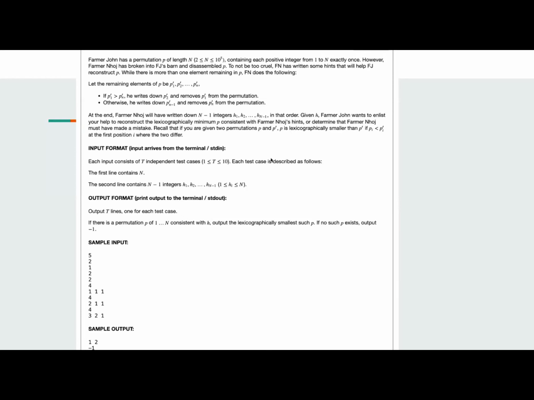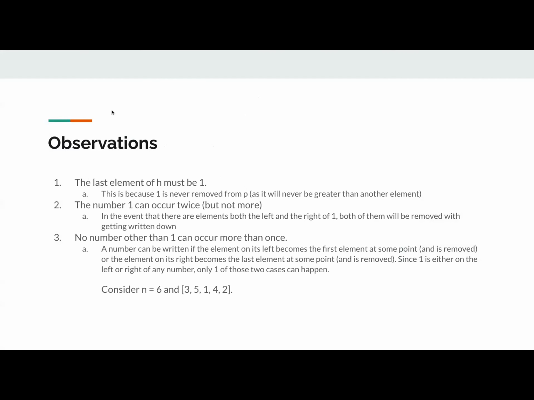And before we get to the solution, there are a couple of observations that we have to make about the hints that are given. So the first observation is that the last element in the hint must be one. This is because the number one can never be removed from P, whether it's P1 or Pn, it'll never be the larger of the two. So since the number one will never be removed, on the very last comparison, one will be left behind and it will certainly be written down.